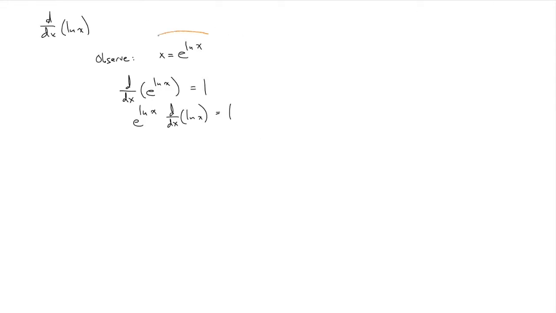From way back here, we have that e to the natural log of x is just another way of writing x. And so we have that x times the derivative of the natural log of x is equal to 1, which gives us our answer. The derivative of the natural log of x is 1 over x. Take a moment, appreciate the beauty of that. Quite the elegant result.